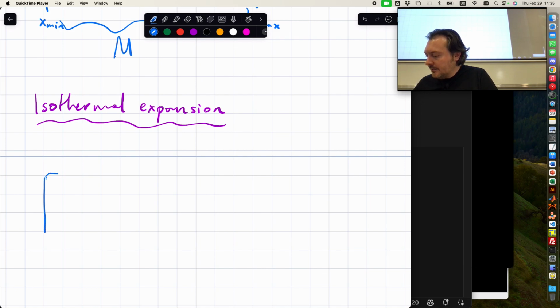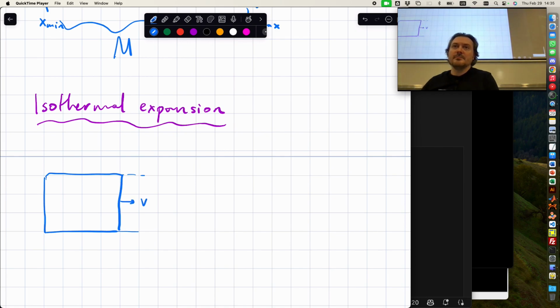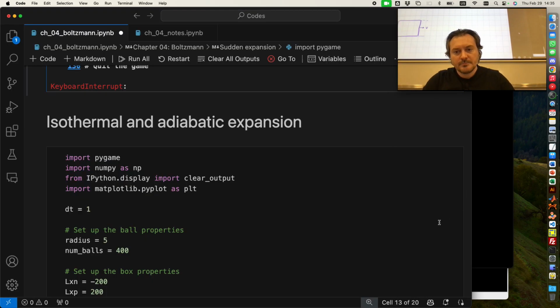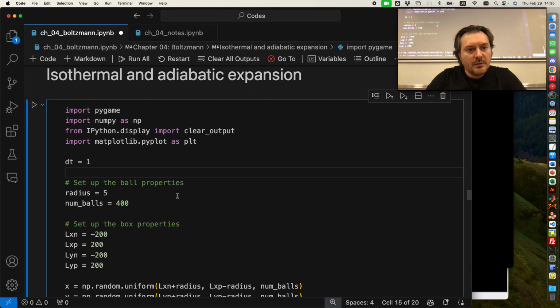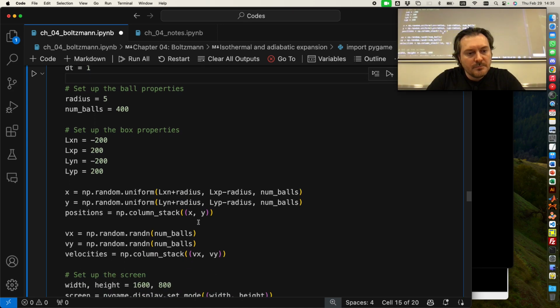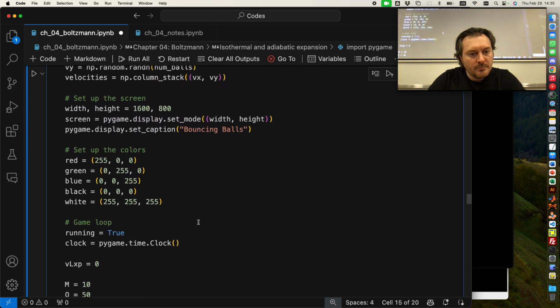You have a box, right? You think of this wall as a side of a piston, and you start moving this with a slow velocity. Okay? And you keep the rest of the code the same. Let me show you.